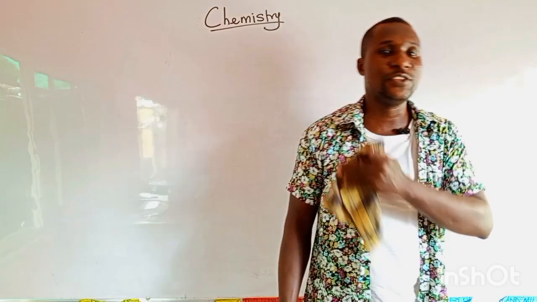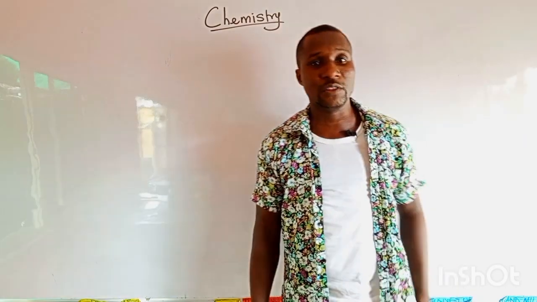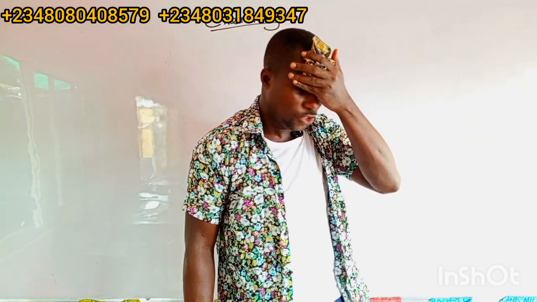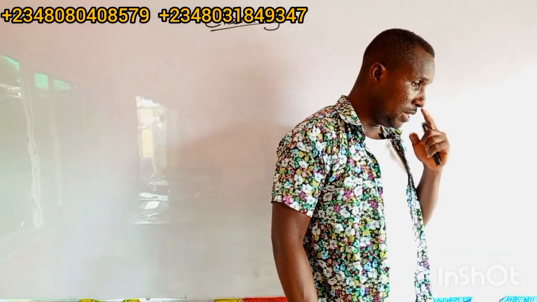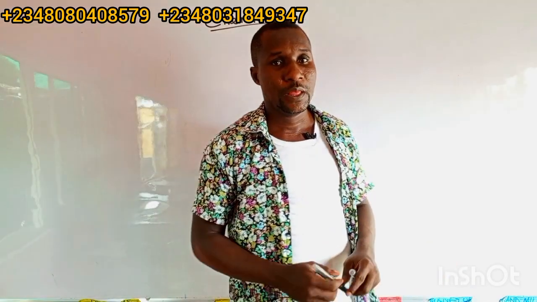In this video, we shall continue with our chemical kinetics. In the first video, we discussed rate of reaction, two ways in which rate of reaction can be measured, which are average rate of reaction and instantaneous rate of reaction. That is what we discussed in the first video.